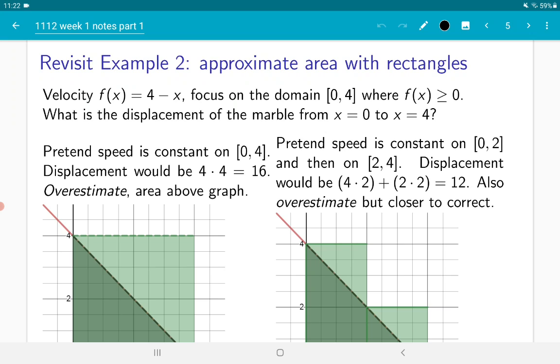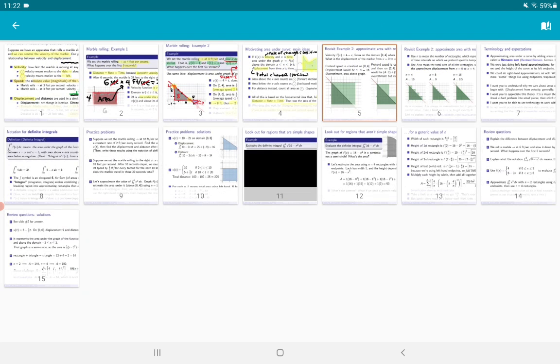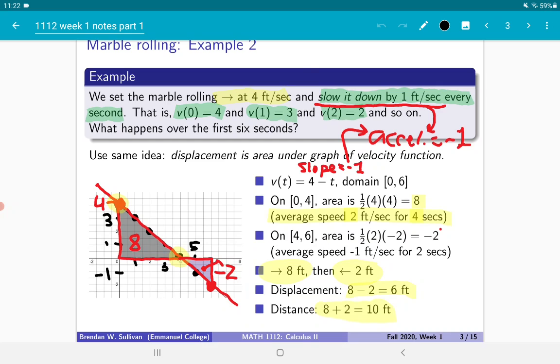In this video, we're going to continue exploring this idea that the area under the graph of a velocity function will produce the displacement of the moving object. In other words, if we graph how fast the object is moving and we find the area under that curve, we will discover how far the object has moved. So when I say here revisit example 2, let's quickly jump back to remind ourselves of what that was.